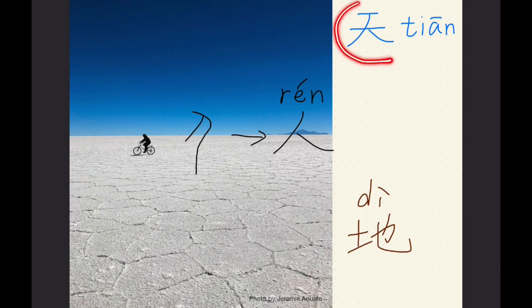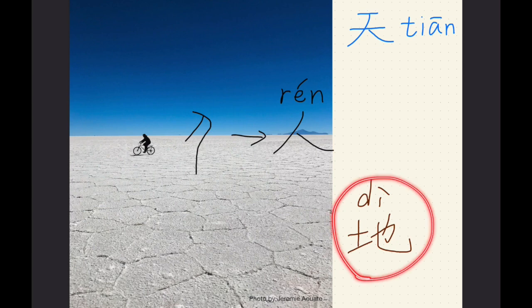天, that is the heaven. 地, that is the ground. And us, 人, people, or the human being.